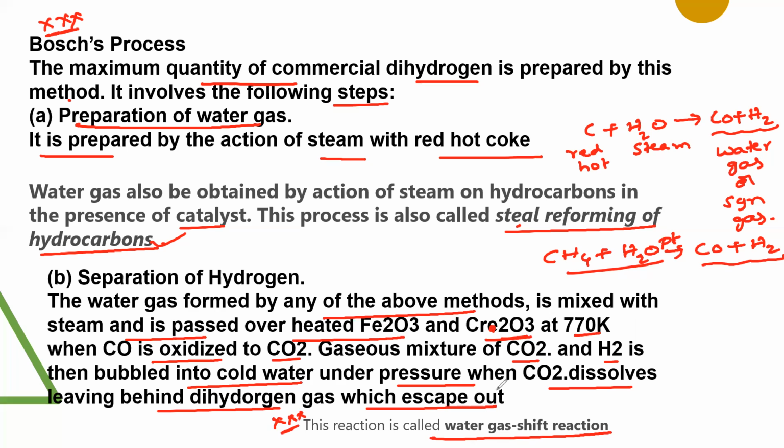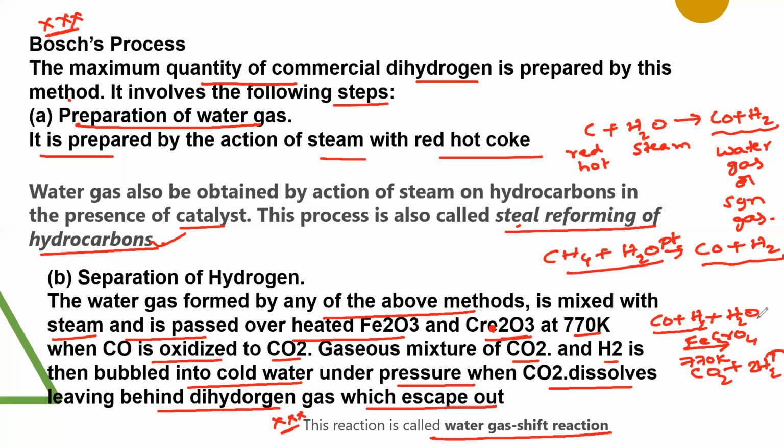This water gas, that is CO plus H2, combines with H2O, water, in the presence of the catalyst FeCrO4, and forms CO2 plus 2H2, carbon dioxide plus hydrogen gas. So iron chromate at 673 kelvins or 770 kelvins. Carbon monoxide plus hydrogen, this is called water gas, combines with steam. The gas mixture is passed over heated Fe2O3 and mixed with steam.